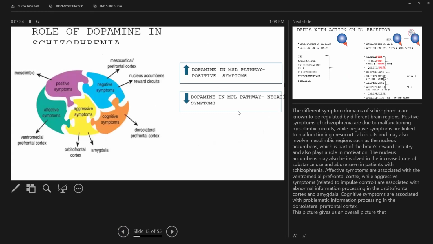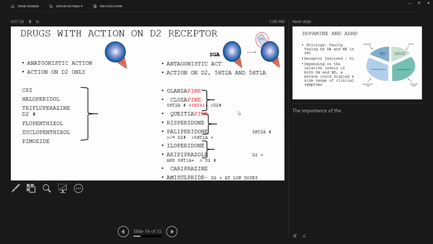Now, role of dopamine in schizophrenia. When there is an increase in dopamine in the mesolimbic pathway, it causes positive symptoms, and a decrease in dopamine in the mesocortical pathway causes negative symptoms. Now, what are the drugs which act on dopamine receptors? One is antagonist action, which acts on D2 only, and that is chlorpromazine, haloperidol, trifluoperazine, flupentixol, zuclopenthixol. These have antagonistic actions on D2.